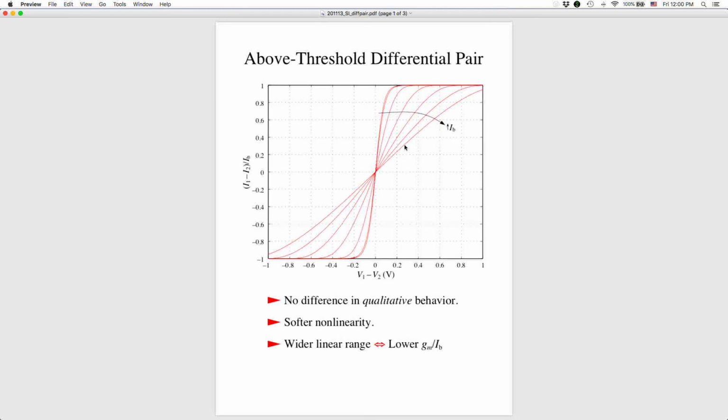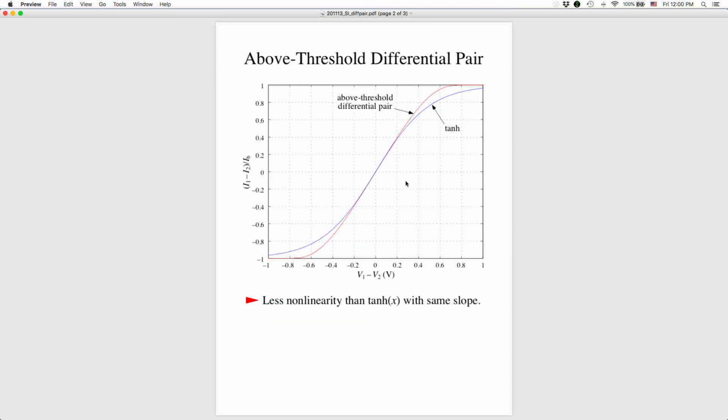So for the above threshold transfer characteristics, these are better approximations to a straight line over a wider range of voltage than the hyperbolic tangent. And that's important for building things like linear filters that are meant to do linear processing of, let's say, audio signals or other kinds of signals. So that's one key difference.